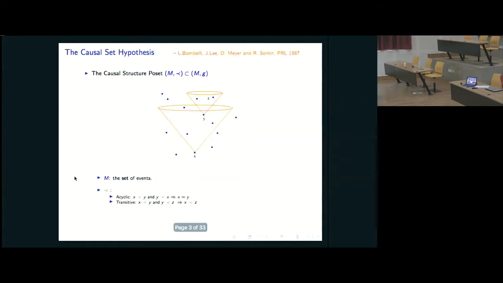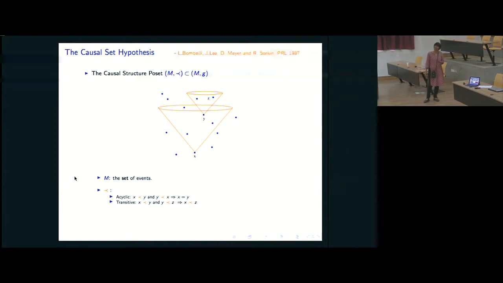So let me just begin with the causal set hypothesis. This was first proposed in 1987. And the idea is that there are two ingredients that go into the causal set hypothesis. One is this thing called the causal structure poset. Although all of us are familiar with Lorentzian spacetimes, we rarely think about this underlying causal structure poset. It's essentially just the set of events.